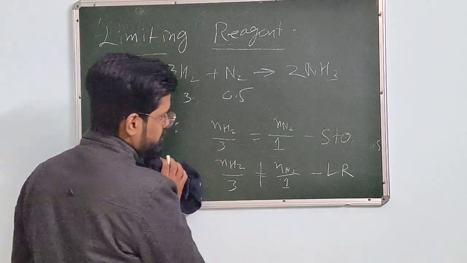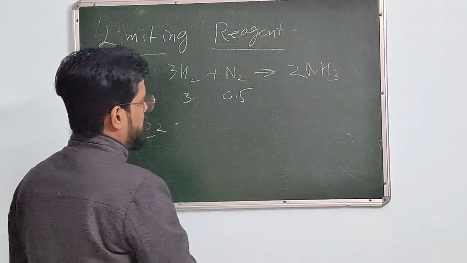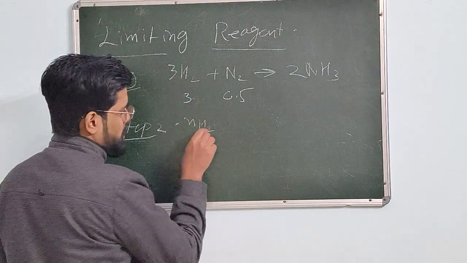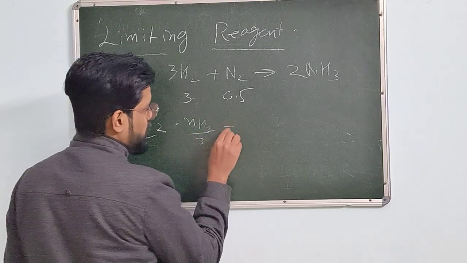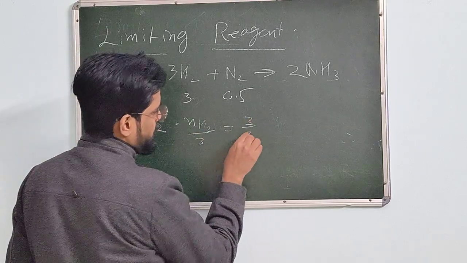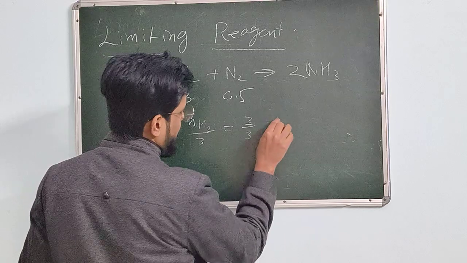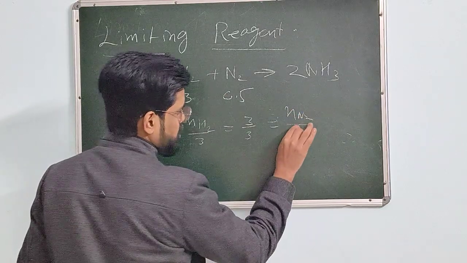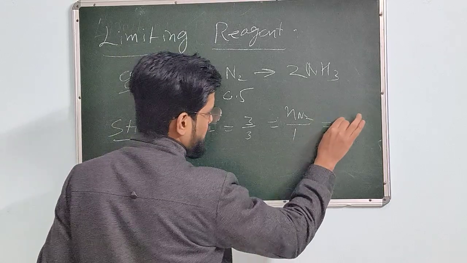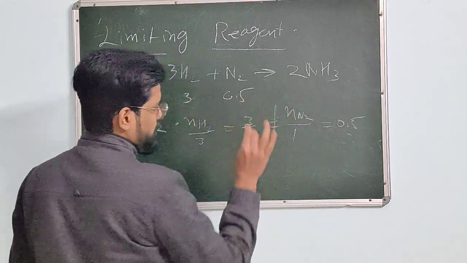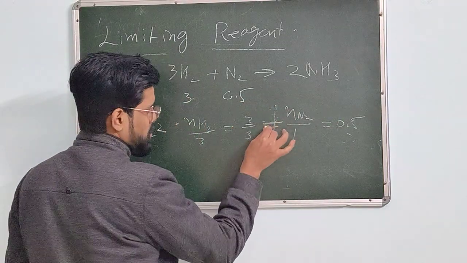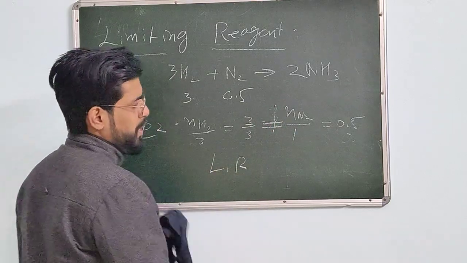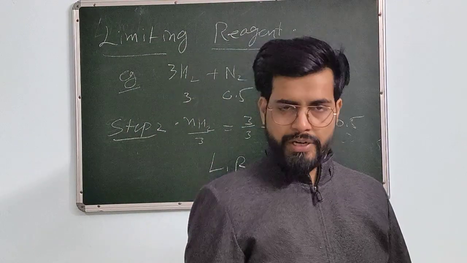So the moles of H2 divided by their stoichiometry, we got 3 by 3. And the moles of N2 divided by their stoichiometry, we got 0.5. So the ratios are not matching. That means this problem is related to the limiting reagent.